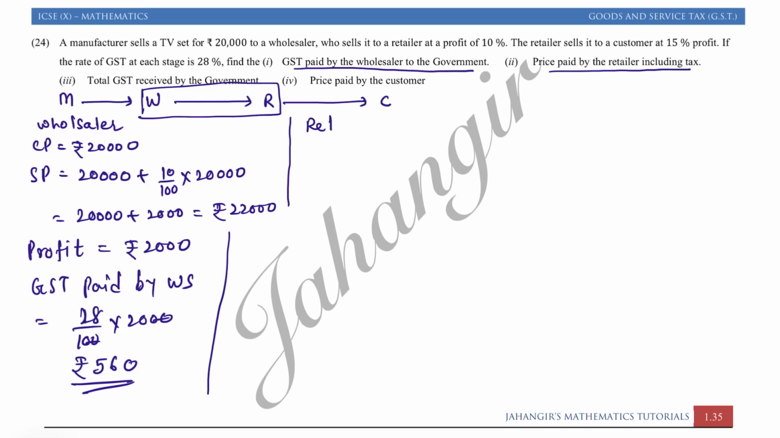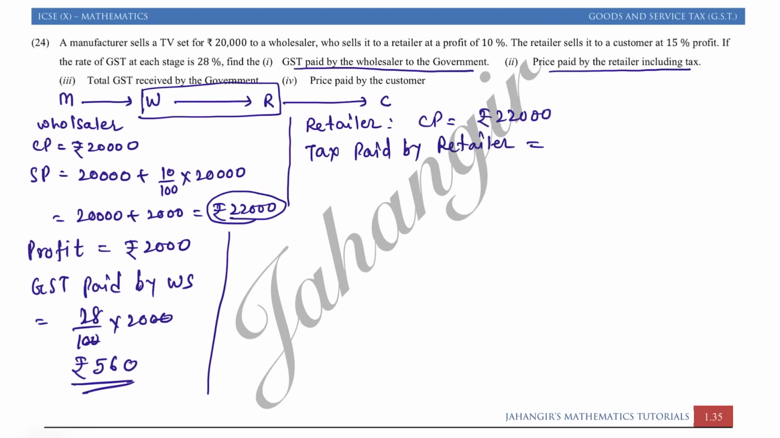तो retailer का buying price, retailer का CP is the selling price of the wholesaler. तो selling price of wholesaler is 22,000. So retailer का cost price is rupees 22,000 and he will pay tax on 22,000 at the time of buying from the wholesaler. So tax paid by the retailer, that is equal to 28% of 22,000.